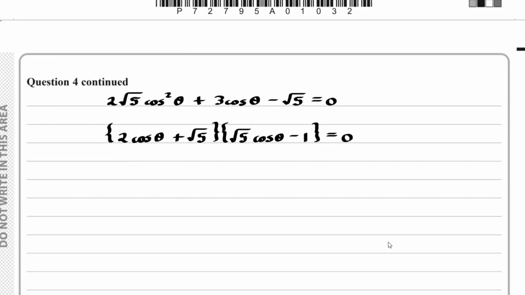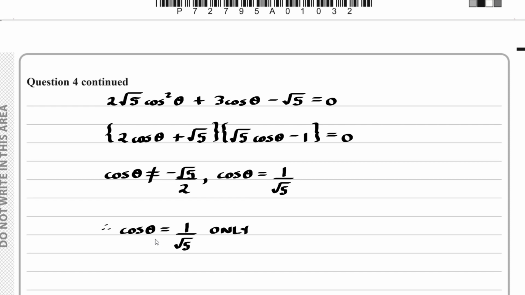Now I need to solve this. Well, I would have 2 cos theta plus root 5 equals 0, in which case cos theta is equal to negative root 5 over 2. But because negative root 5 over 2 is not in between negative 1 and 1, cos theta does not equal negative root 5 over 2. And if I solve root 5 cos theta subtract 1 equals 0, I end up with cos theta equals 1 over root 5, which means cos theta is equal to 1 over root 5 only.